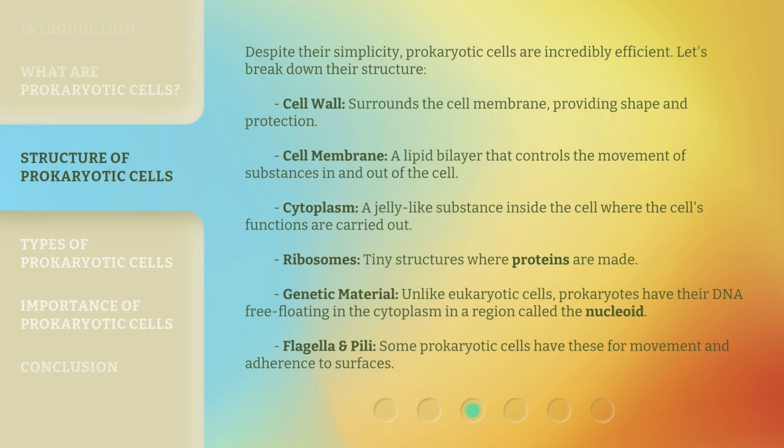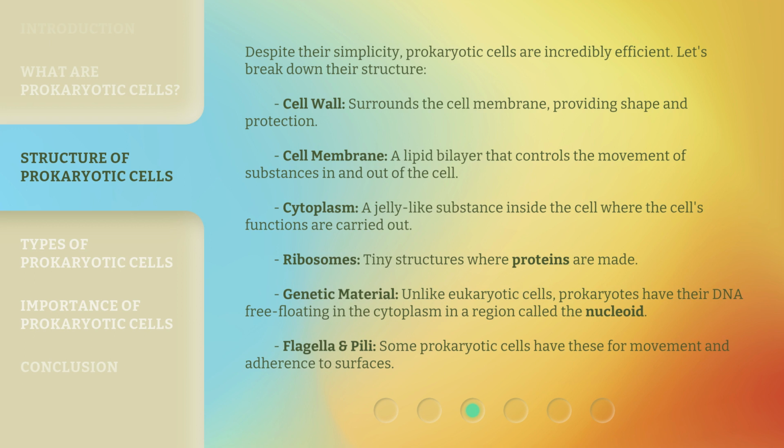Despite their simplicity, prokaryotic cells are incredibly efficient. Let's break down their structure. Cell wall: surrounds the cell membrane, providing shape and protection. Cell membrane: a lipid bilayer that controls the movement of substances in and out of the cell. Cytoplasm: a jelly-like substance inside the cell where the cell's functions are carried out.